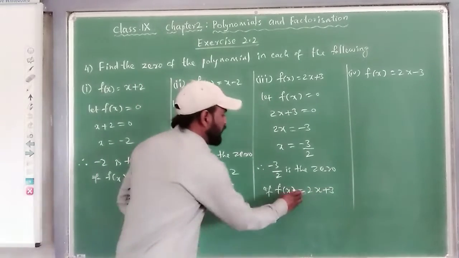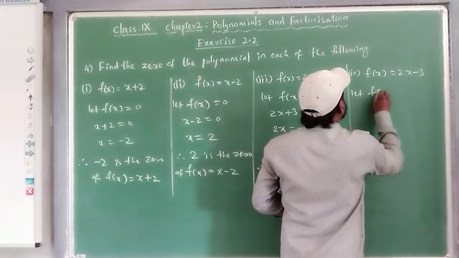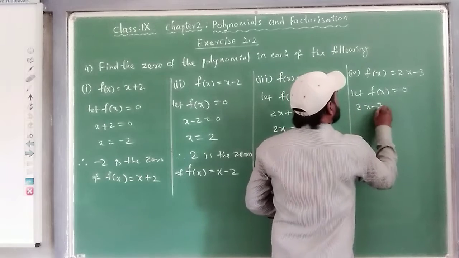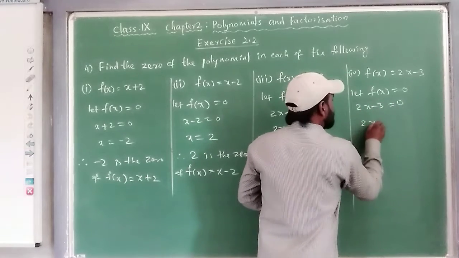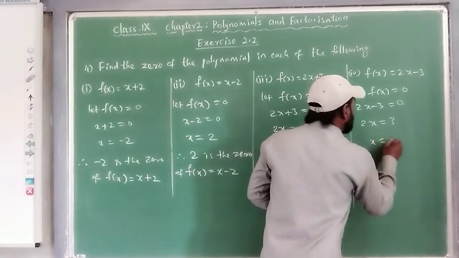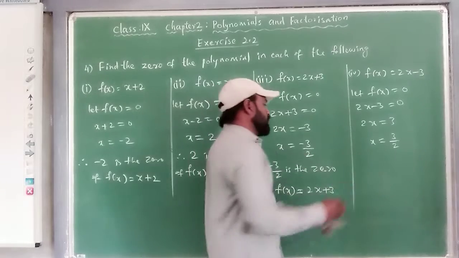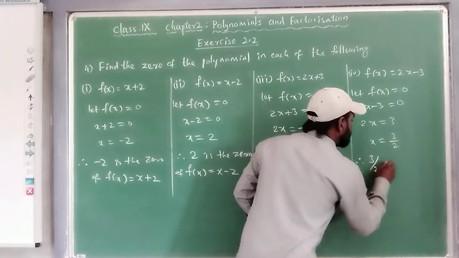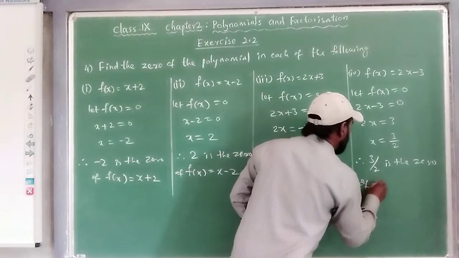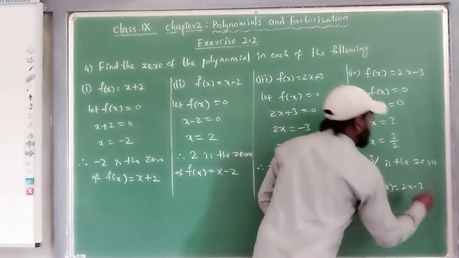Similarly, we have to do the next problem also. Let f(x) be equal to 0 first of all. Then f(x) = 2x minus 3 is equal to 0. 2x is equal to minus 3; transposing that side, it becomes plus 3. Then again 2 also transposes, it will be in the denominator. x is equal to what? 3 by 2. So therefore, 3 by 2 is the 0 of the given polynomial f(x) = 2x minus 3.